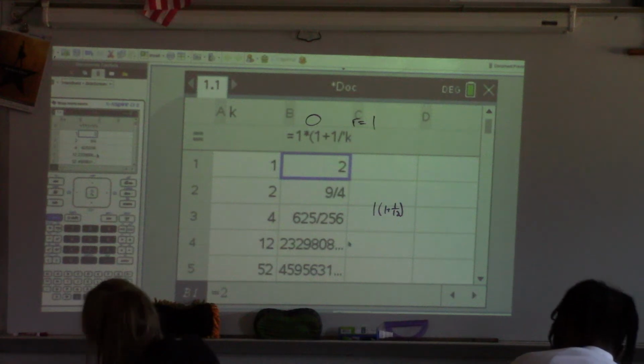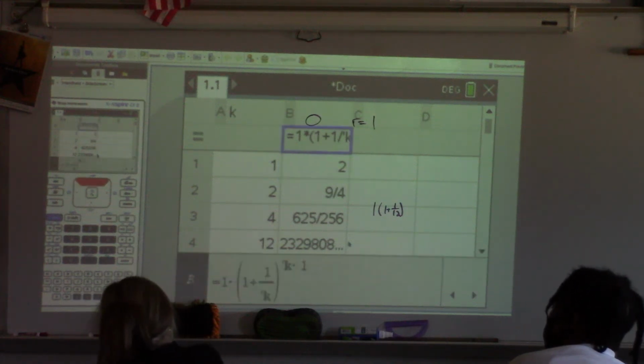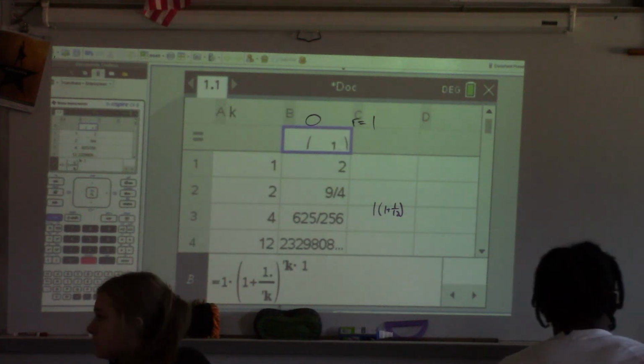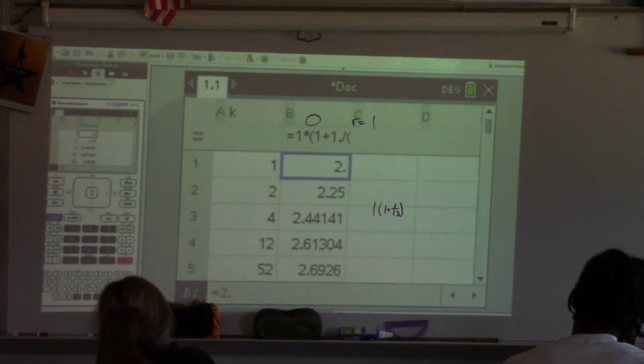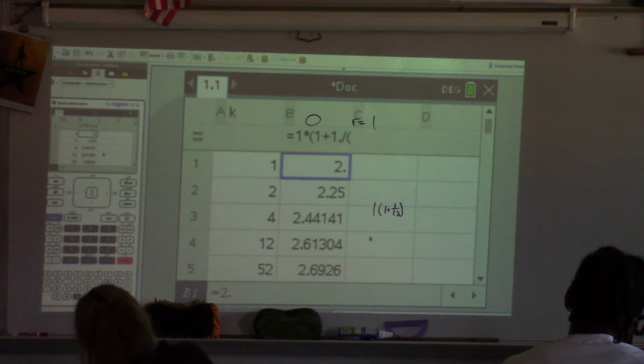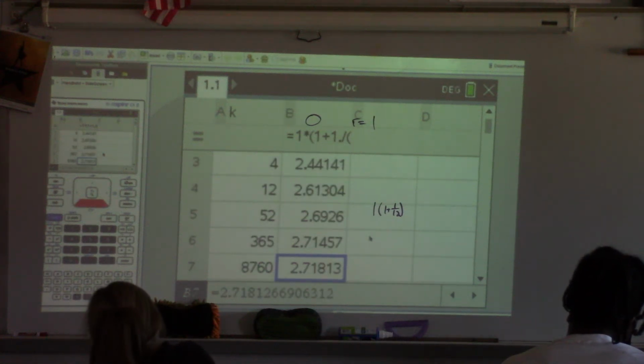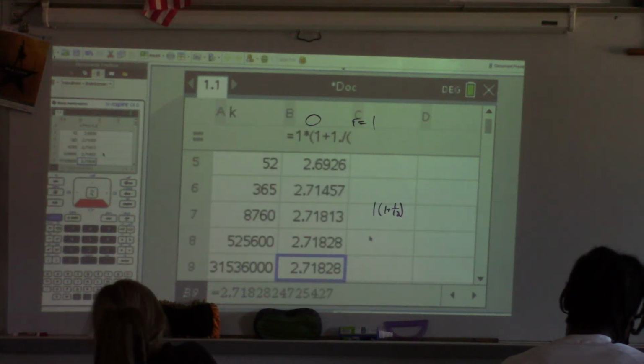Let's do this. This will make it work. So I don't want fractions, was why I said it was great. There we go. So notice if we get 100% interest and we compound once, we get $2. Twice, $2.25, $2.44, $2.61, $2.69, $2.71, $2.718, $2.718, $2.718.